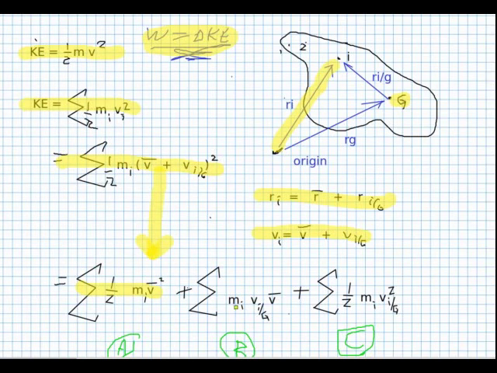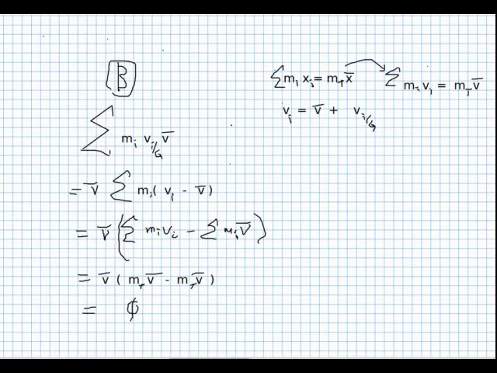Okay, so that's term A. Now let's move on to the middle term, term B. Term B has the individual mass times the velocity of that mass compared to the center of mass times the velocity of the center of mass. So think about which of those terms is a constant.